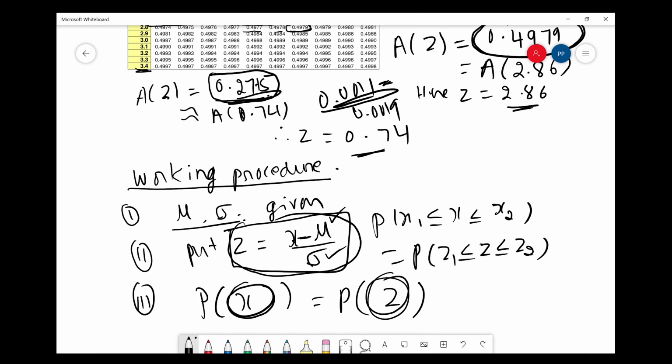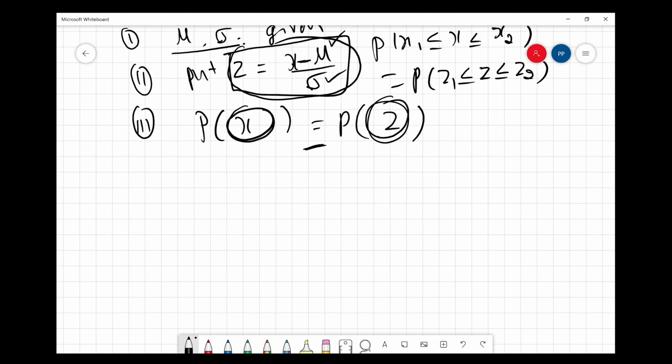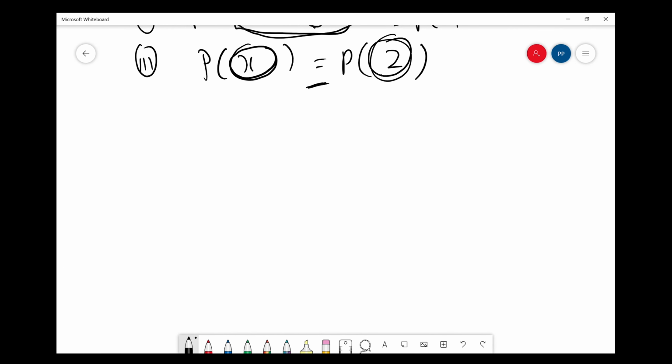Then use the list of results which are recalled while working problems in a very simple way, and then use the table and find the value. This is the working procedure. I think it's also clear now. Now we'll start with the problems.